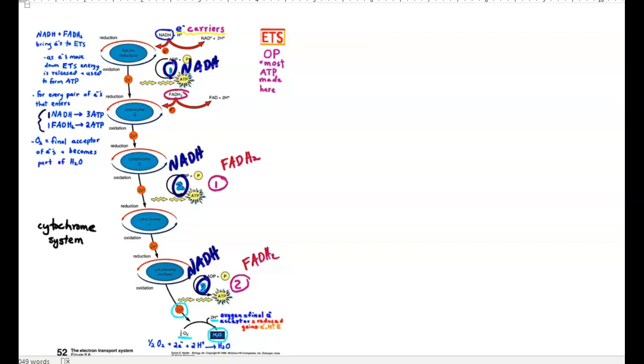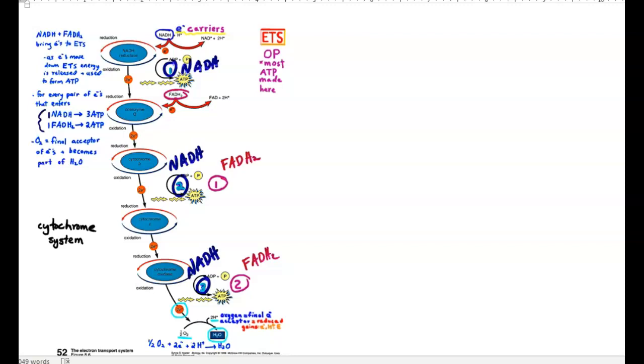So both NADHs and FADH2s are electron carriers. They are carrying electrons to the electron transport system. And that energy that's released as electrons go from a high energy level to a lower energy level is going to be used to pump hydrogens, right? A little bit different, not into the thylakoid space, but they're going to be making a concentration gradient so that the hydrogens will flow through ATP synthase again and make ATP.